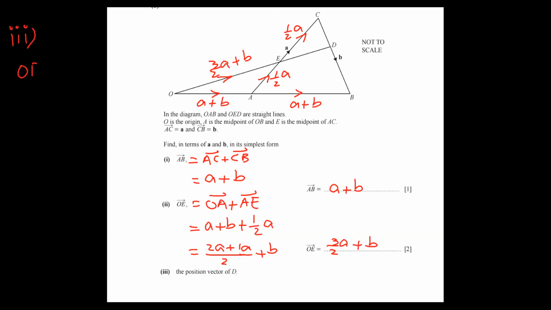So OD vector is equal to OE vector plus ED vector. OE we have it. This one, 3 by 2A plus B. Now we are stuck here. What is ED? This is the most important point here. And students do not have a good basic idea about this point especially. So let me explain the most important point.